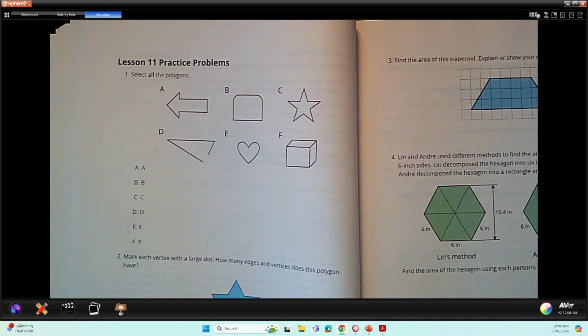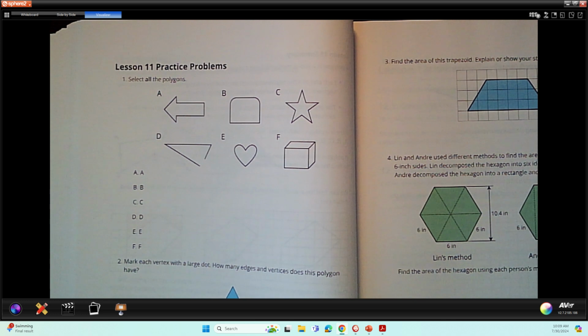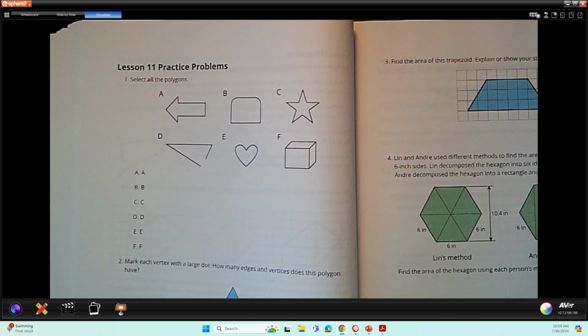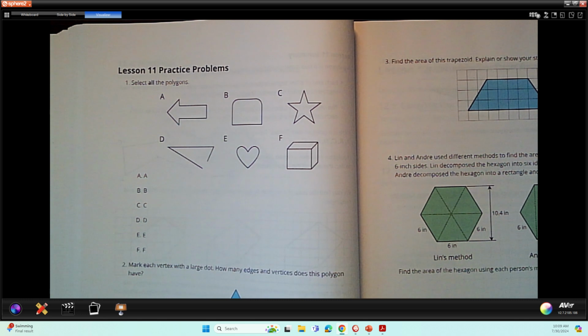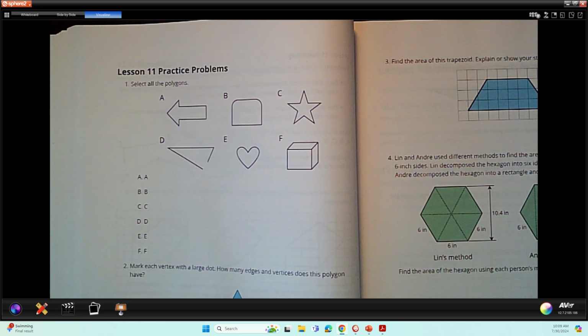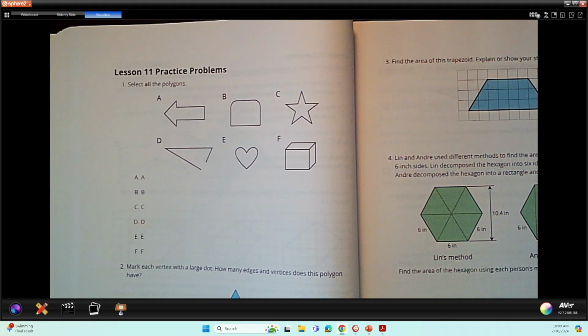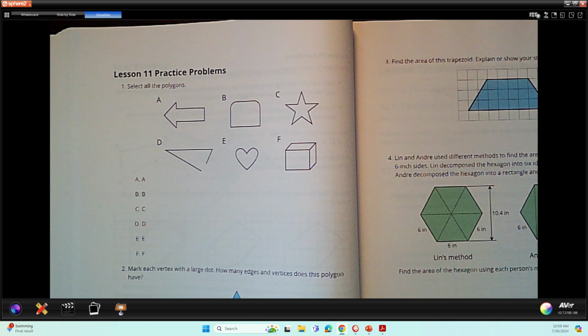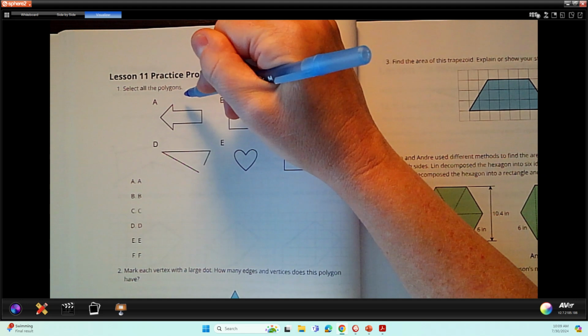Okay, we are going to take a look at lesson 11 practice problems where we are identifying what a polygon is and doing a little bit more practice with some area. So in this question, it's asking us to select all the polygons. Well, if we remember from the lesson, polygons are composed of straight line segments and vertices. So this one is a little tricky because a lot of people think a polygon just means a closed shape, but we're looking for straight lines and vertices.